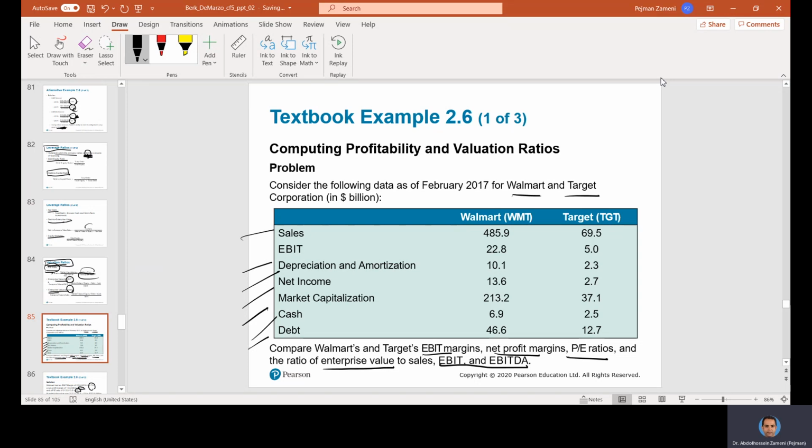There's a question. Consider the following data as of February 2017 for Walmart and Target, two different corporations, in billions. We have the sales, EBIT, depreciation, net income, market capitalization, cash, and debt. Compare Walmart's and Target's EBIT margins, net profit margins, PE ratio, and the ratio of enterprise value to sales, EBIT and EBITDA.